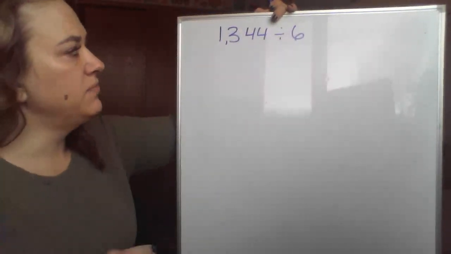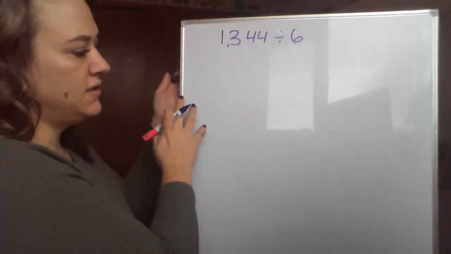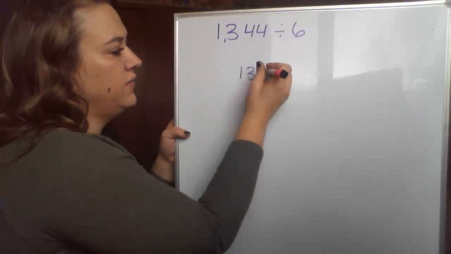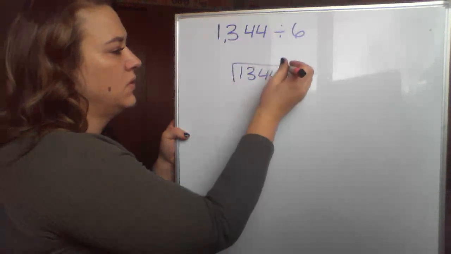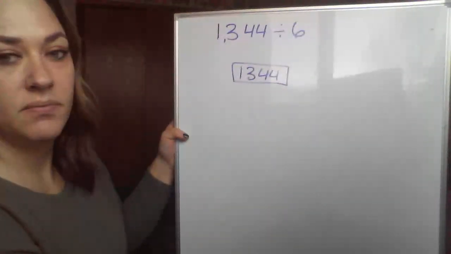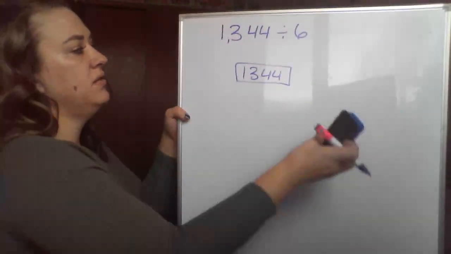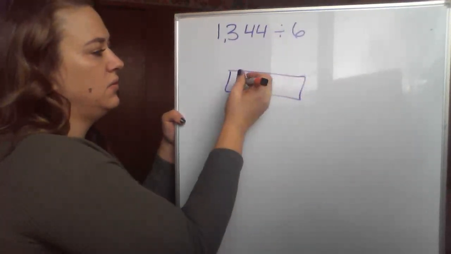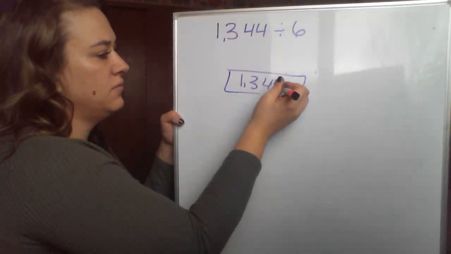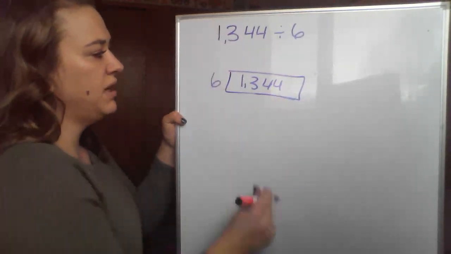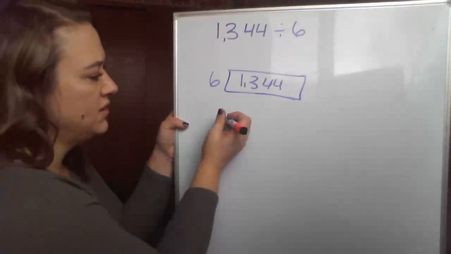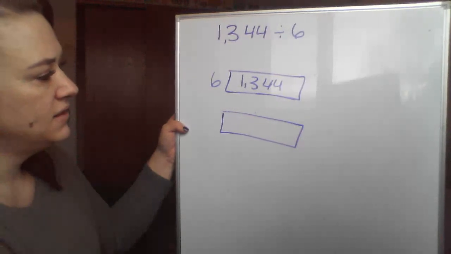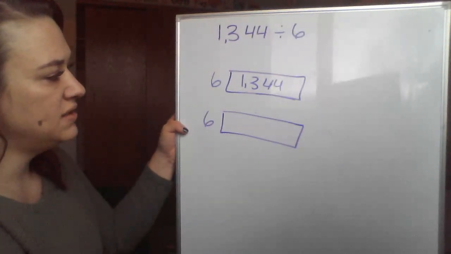All right, here's our next problem. So we got our 4-digit dividend by our 1-digit divisor. So I have 1,344, and it's going to be my area. I'm going to make this bigger so you can see it. One of my lengths is going to be 6, but if I partition that off into numbers that are easily divisible by 6, then we can divide it just a little bit easier.